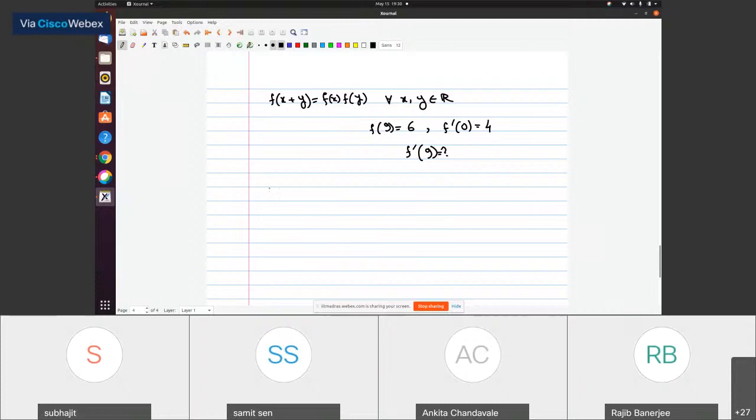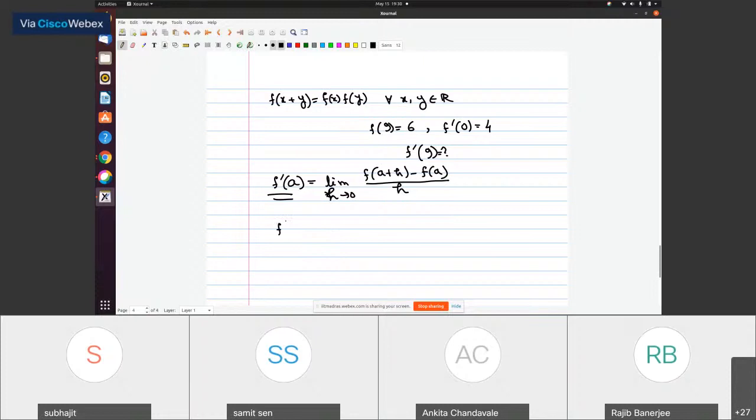So what is the definition of derivative at some point? Suppose I am trying to find f dash a, then what is the definition? The definition is limit h tending to 0, f of a plus h minus f of a upon h. If this limit exists, then we say that the function is differentiable and the derivative at that point is nothing but f dash a, right? So this was the definition.